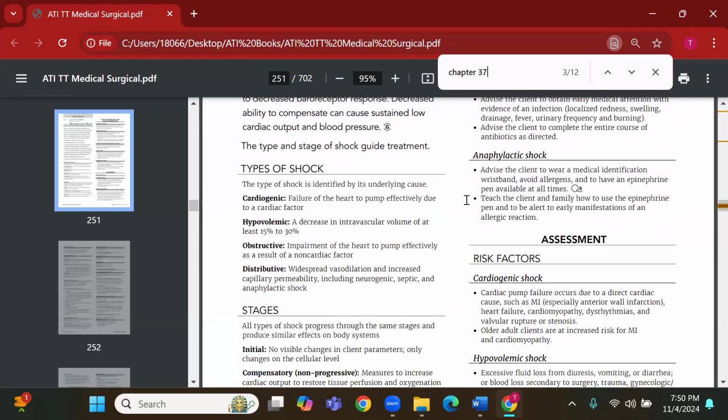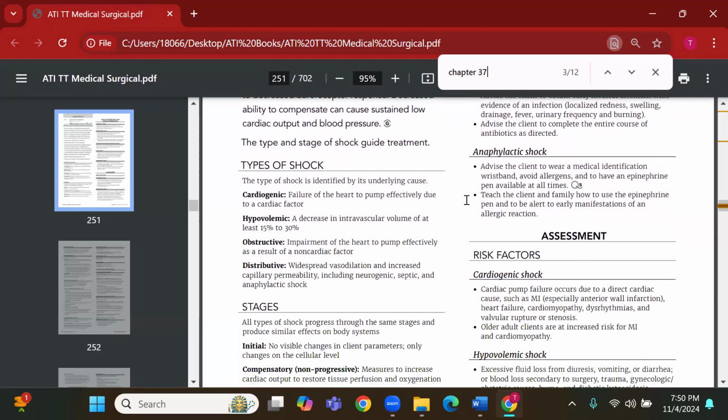So when we get down here, I want you to pay attention to distributive shock. That's another term for anaphylactic shock. The way I think of it is like, get stung by a bee and it distributes through your body, or the histamine or whatever. So if you look at what it says next to it, widespread vasodilation with increased capillary permeability, including neurogenic, septic, and anaphylactic shock. So septic shock and anaphylactic shock are distributive shocks. All right. Those are the two that are going to be very similar.